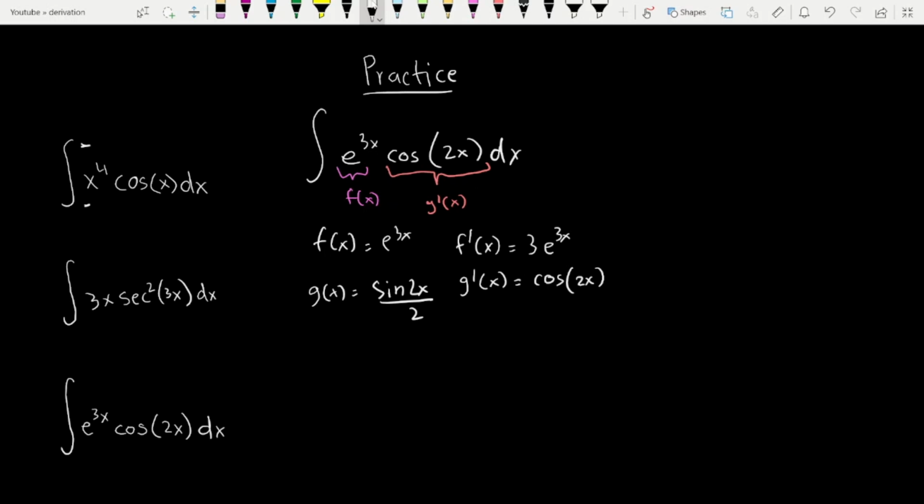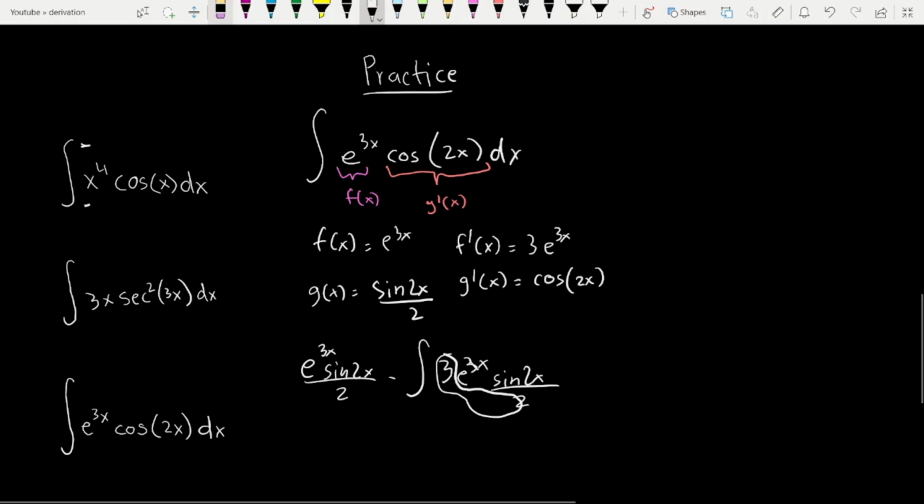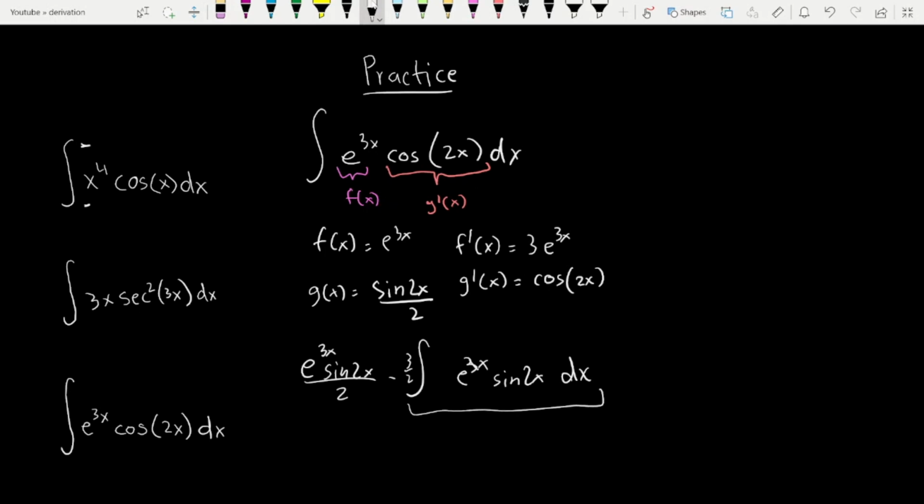So apply the formula, which is going to be e to the 3x times this g of x. So it's going to be sine 2x over 2 minus the integral of 3e to the 3x sine 2x over 2. Carry this 3 and this 2 outside of the integral, because you can see they are constants. So you can just write them over here. Now you're left with this thing inside, and of course you're going to have your dx. So how do we solve this integral now?